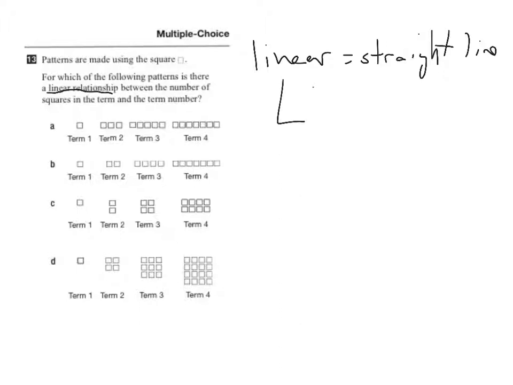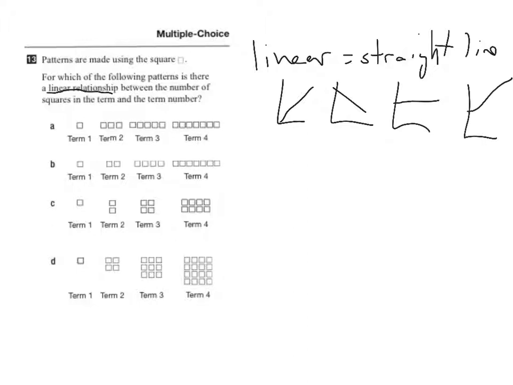This one is a little tricky because it wants to know what has a linear relationship between the number of squares and the term. You need to know what to look for. So linear would mean a straight line if you had a graph. It would look like this, or like this.